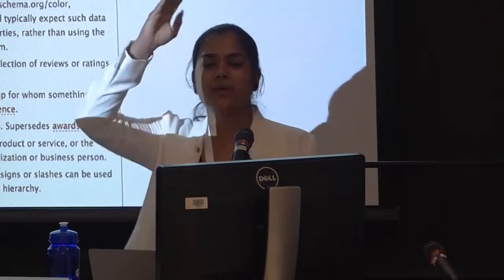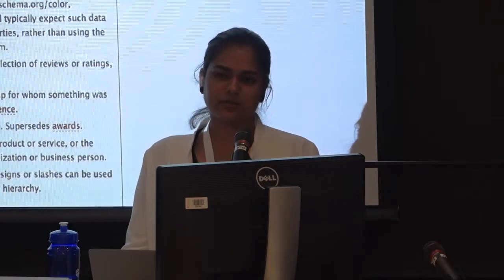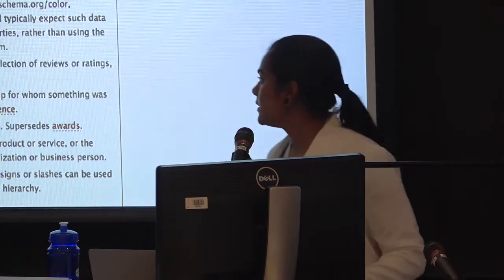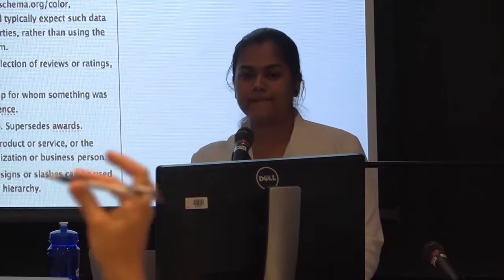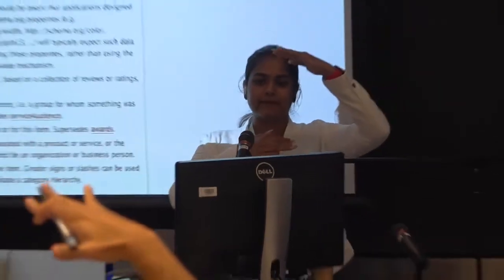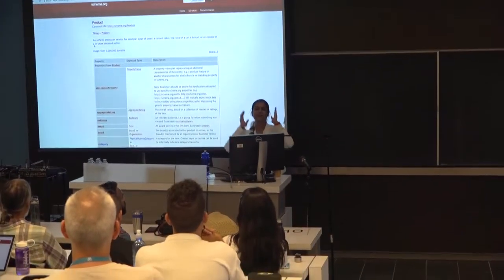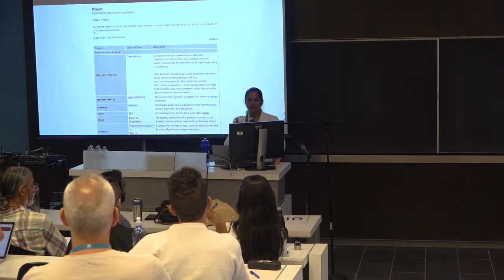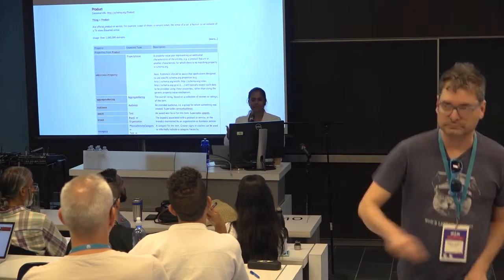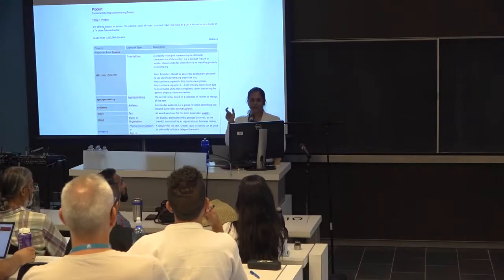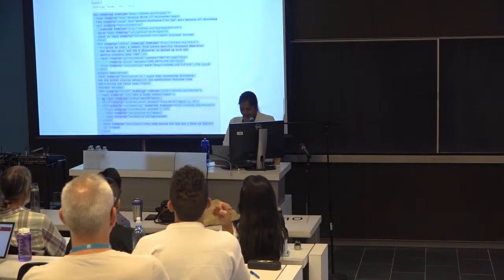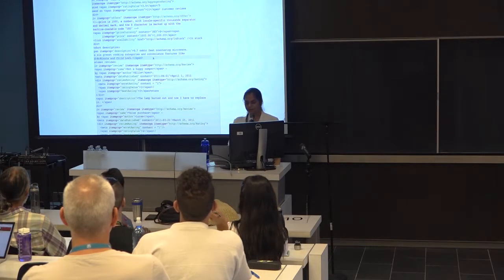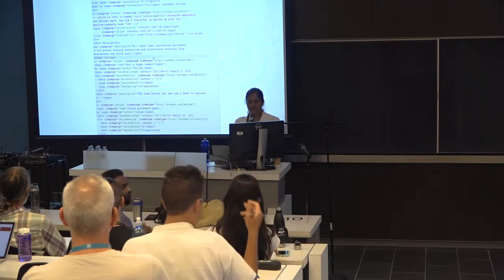It's much deeper information. Item scope is like the block of information that is about a schema type. Then all the properties will be item prop. Item type will define what type of schema it is. So if it's a URL, you give item prop URL. Let me give an example. There's an item prop price, availability, currency, all that.